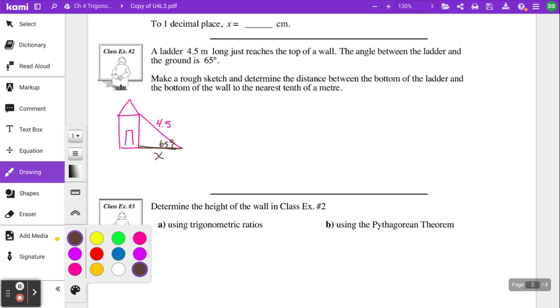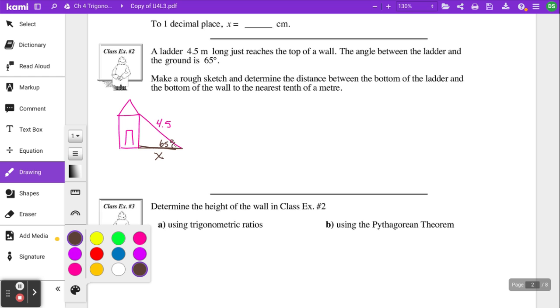Well, here's the deal. You have to figure out which side do you have and what are you looking for. And then decide. So I have the hypotenuse. What side are you looking for? Where's the x? Huh? The x is the ground. So is this the adjacent or is it the opposite side? Of this angle, it's the adjacent. Agreed? I have this angle, I have the hypotenuse, so I'm looking for the adjacent side.